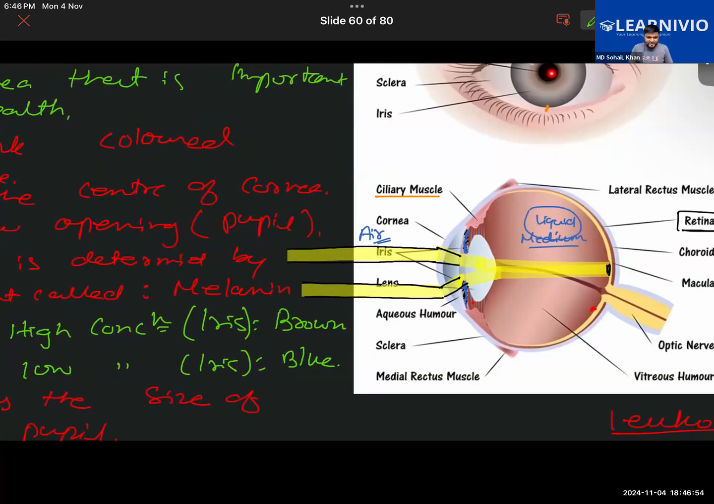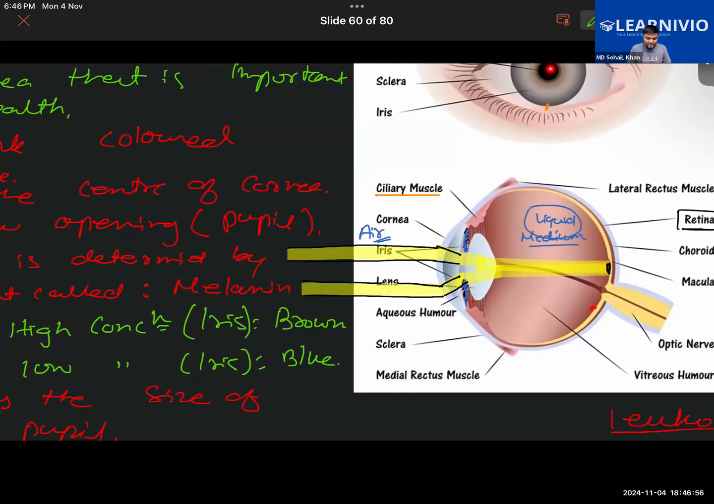So the light rays will be entering into this, and the light rays will be passing via the eye lens, which is basically a convex lens. And what do we know about the convex lens? Will the convex lens converge the rays of light, or will it diverge the rays of light? Converging. Exactly. So the rays of light will meet at the retina, and thereby an image will be produced.